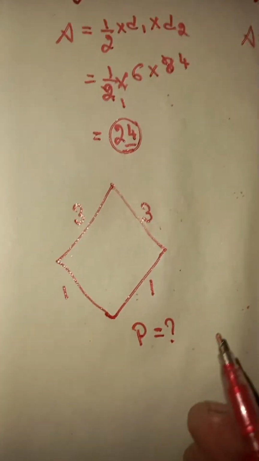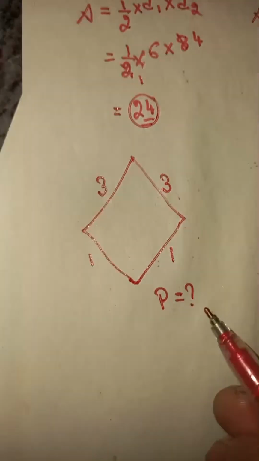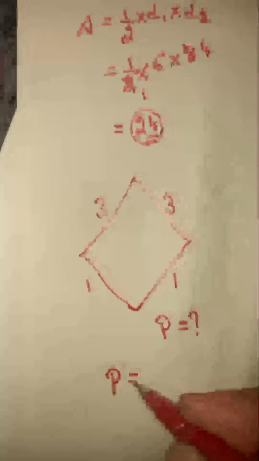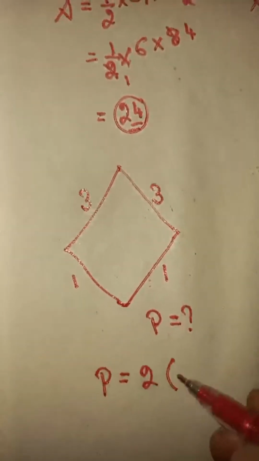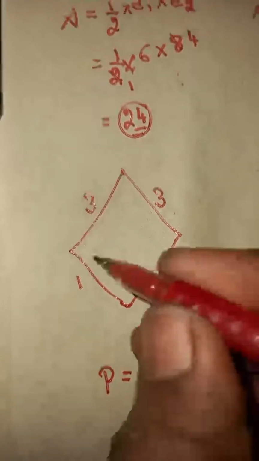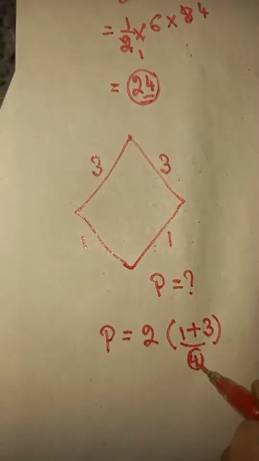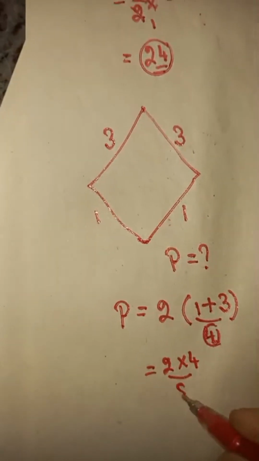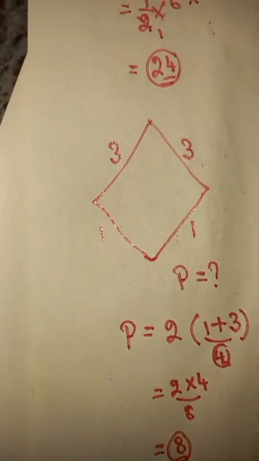Let's take one more kite. And in this, what's the perimeter of the kite? You can do it out. Perimeter of the kite is 2 times below, that is 1 plus 3. 1 plus 3 becomes 4. So 2 times 4 becomes 8.